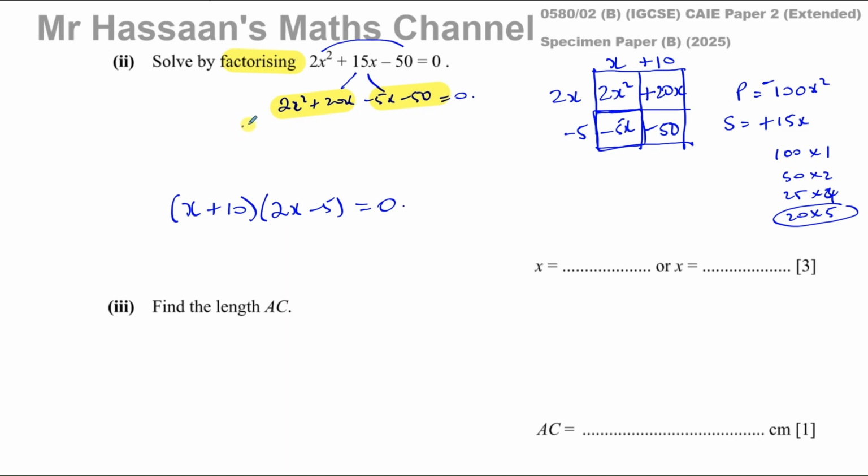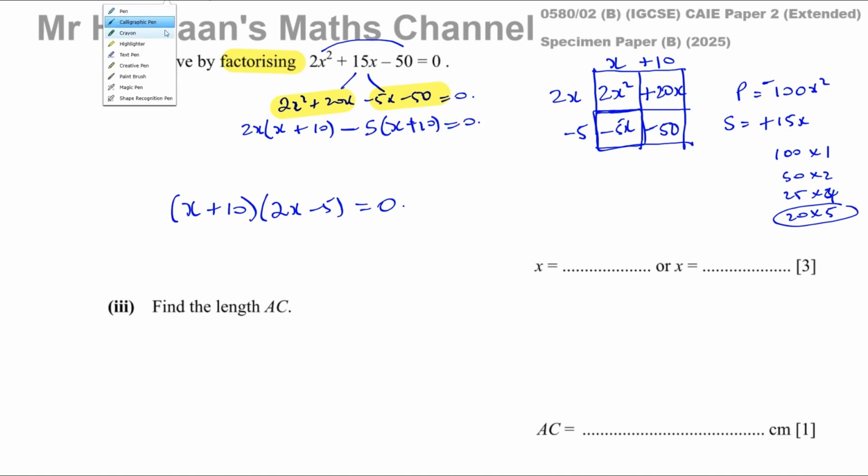So 2x is common in these two terms, and then you're left with x plus 10 inside the bracket. And there's a minus sign, so I'll write minus. Common factor here is 5. We're going to have x, and then a plus as well, because minus 5 times plus 10 gives you negative 50. That must be positive here, equals 0.